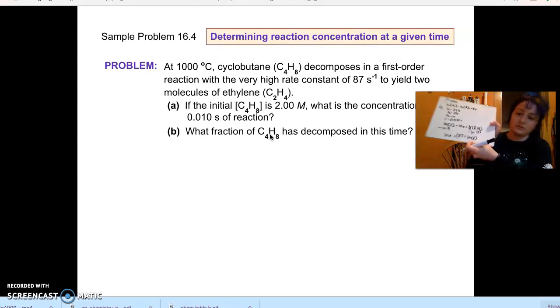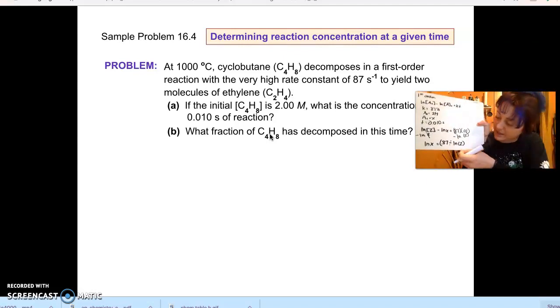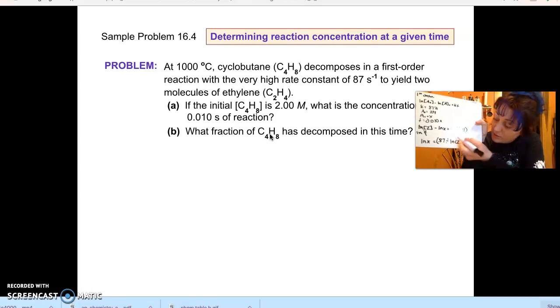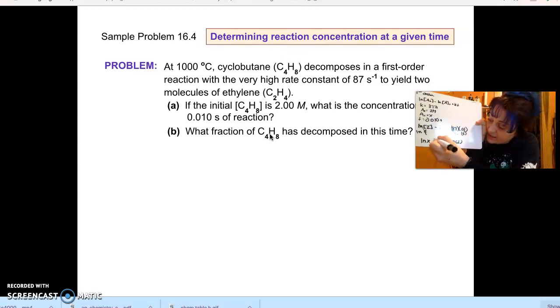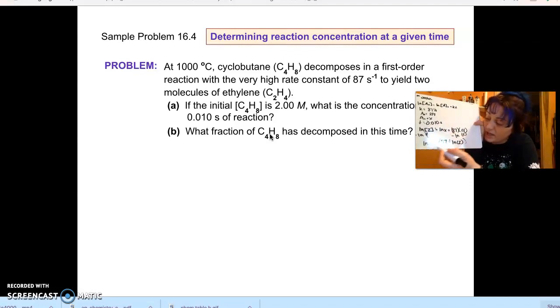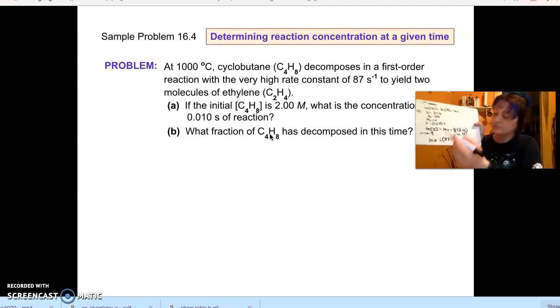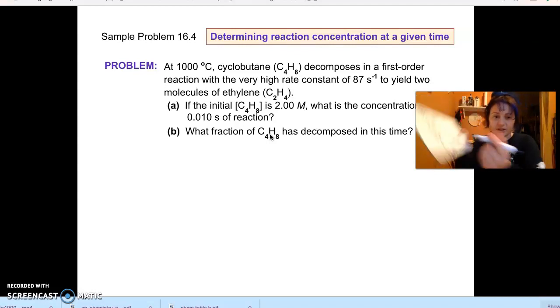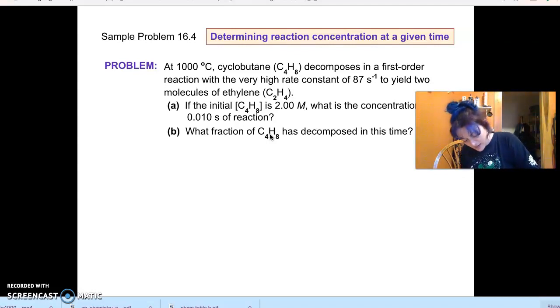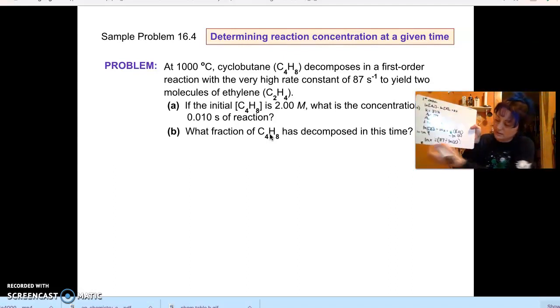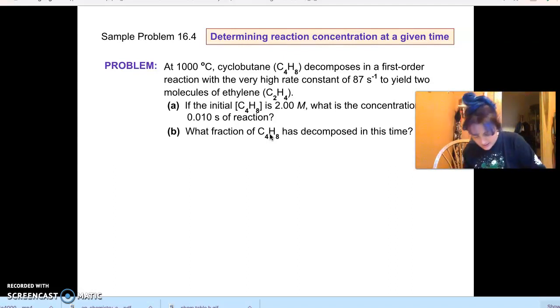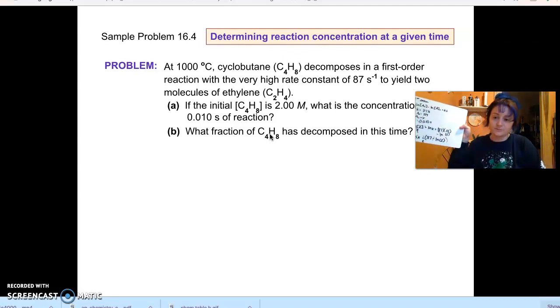Again, just trying to consolidate here. 87 times 0.01 is going to be 0.87, and ln of 2 is there. All of that we're going to negate, so we're going to divide by this -1 here, this -1 there. And then you're going to be left with ln x equals this function. Again, to get rid of the ln, you're going to raise this whole function to the e power. So it's going to be e raised to this power.